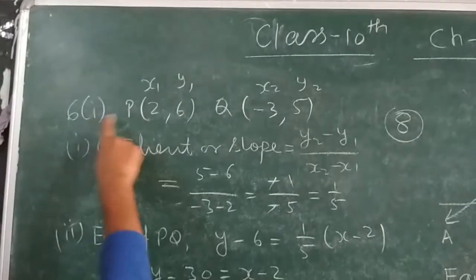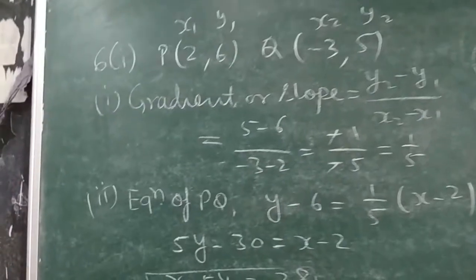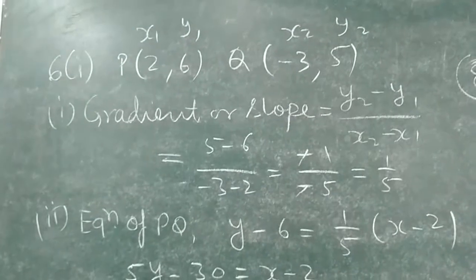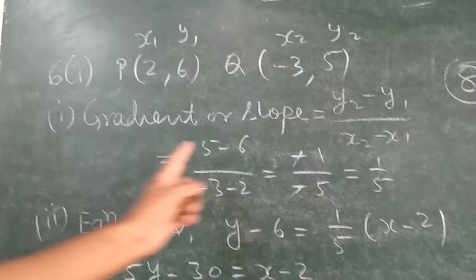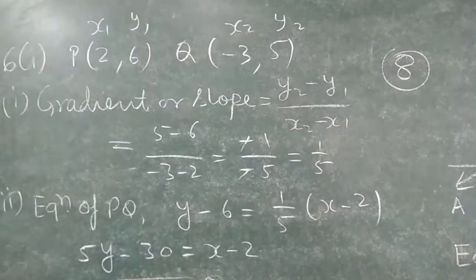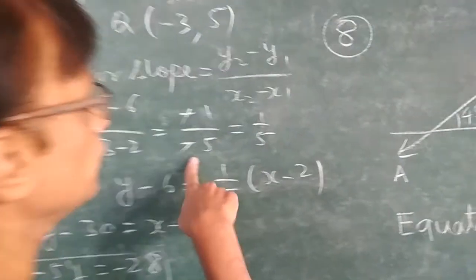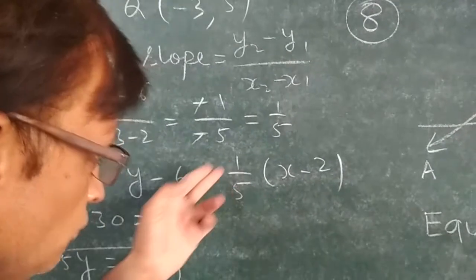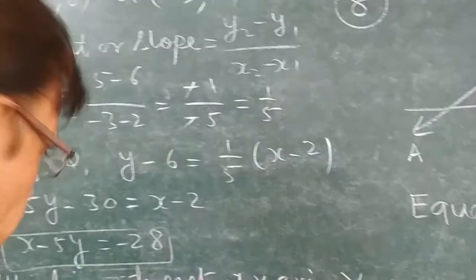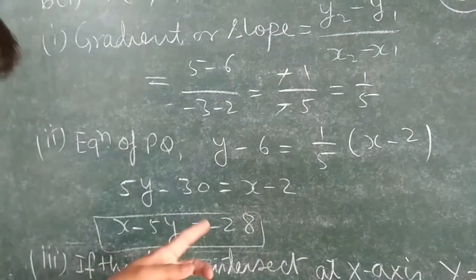Question number 6, first part, we are given 2 points P and Q, 2, 6 and 3, 5. Right, here x1, y1, x2, y2. Then first we find the gradient or slope: gradient equal to (y2 minus y1) upon (x2 minus x1), 5 minus 6 upon 3 minus 2, equal to minus 1 upon minus 5, equal to 1 upon 5. Equation of PQ: y minus 6 equal to 1 upon 5 into (x minus 2). 5y minus 30 equal to x minus 2, x minus 5y equal to minus 28.